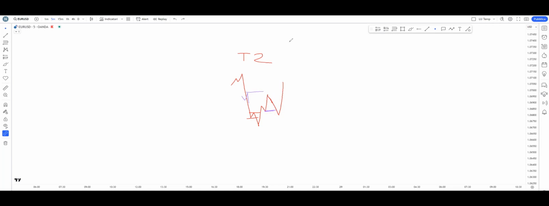So that's the logic behind the T2. So how can we use it? We simply mark up a zone and just take it just above the inducement being made. Its use is simply building up more liquidity, right? So let's now move on to the V1 and the T2 V2.